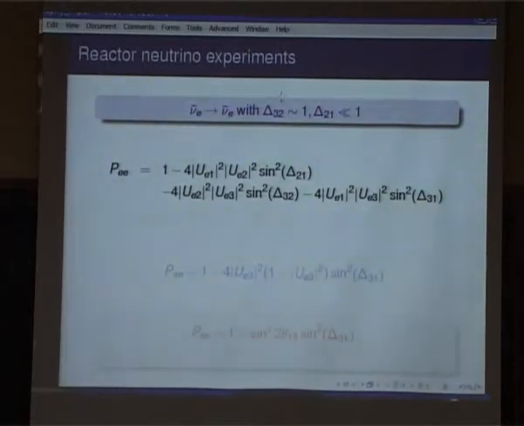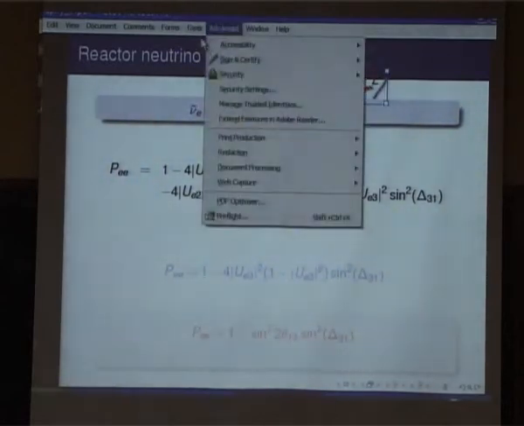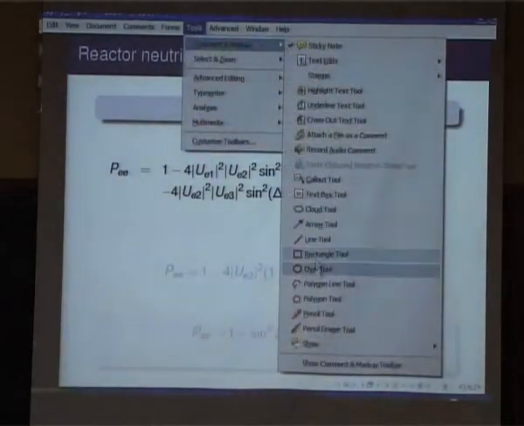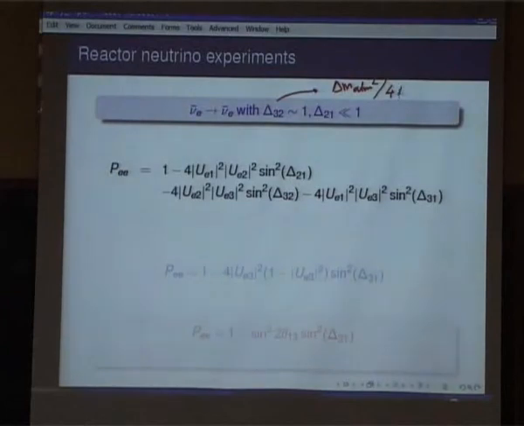So this delta 3-2, what is it? This is delta m squared atmospheric times L divided by 4E. You know the energy approximately, and you know the delta m squared approximately, so you can find out what L is. You choose your distance such that delta 3-2 is nearly 1. This you can do. If delta 3-2 is of the order of 1, delta 2-1 will be 1 over 30. It's a small quantity.